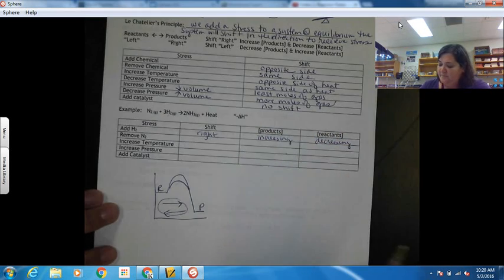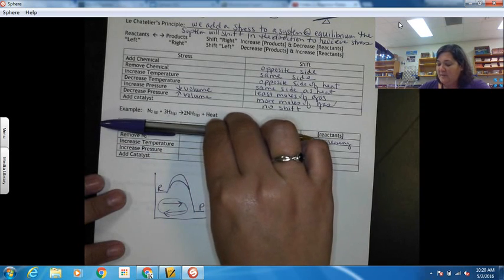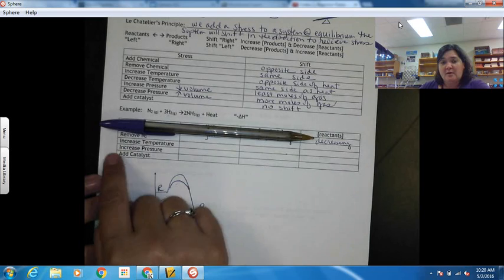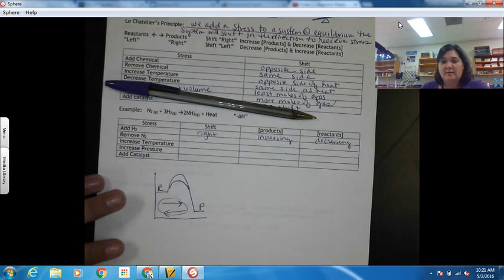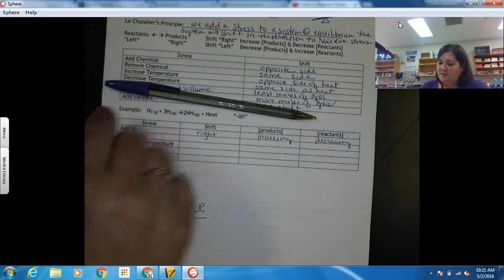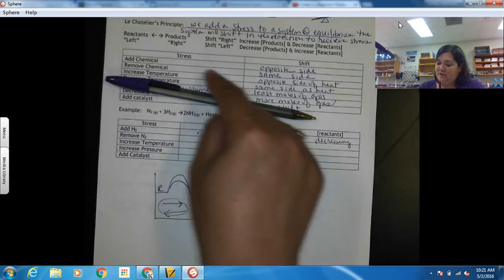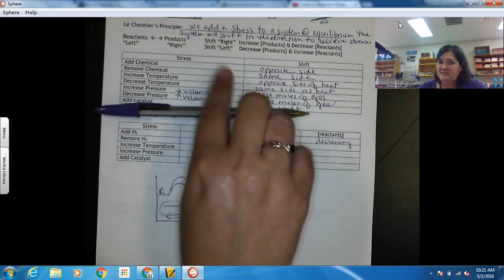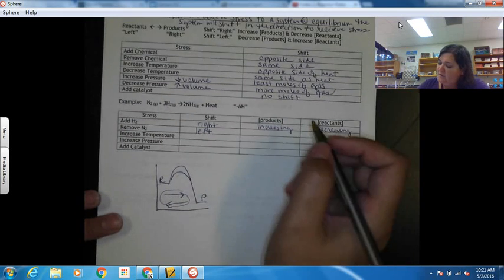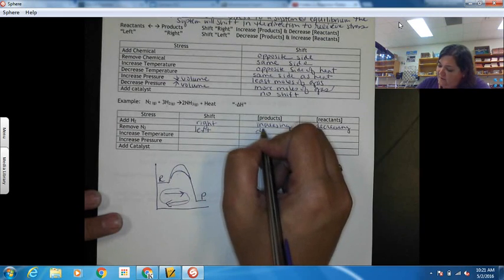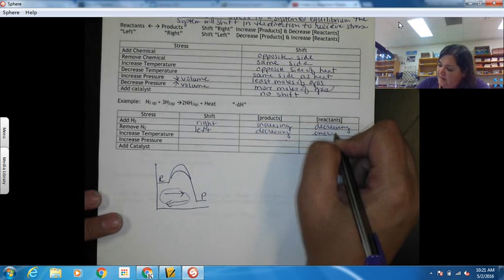Okay? Now what happens if we remove nitrogen? Again, what happens if somebody jumps off your seesaw? This end goes flying up, and everybody else over here hits their butt on the ground. So this end goes up. How do I get it back to equilibrium? Well, it has to shift back to the left side, so you make it go down. So it shifts to the left, thereby decreasing your products and increasing your reactants.